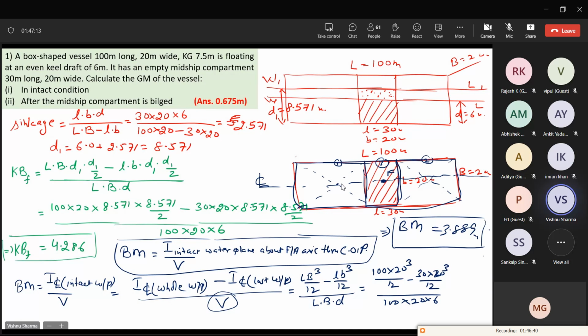889 meters, okay. Now we are good to get the GM. GM will be equal to KB. KB we got was 4.286. BM is 3.889. How much will be the KG under lost buoyancy method, guys? 7.5, sir. Same, it will not change. 7.5, and this will give you the answer. If you have not made any mistake, it should give you 0.675 meters. Yes, sir. Correct answer. Same.